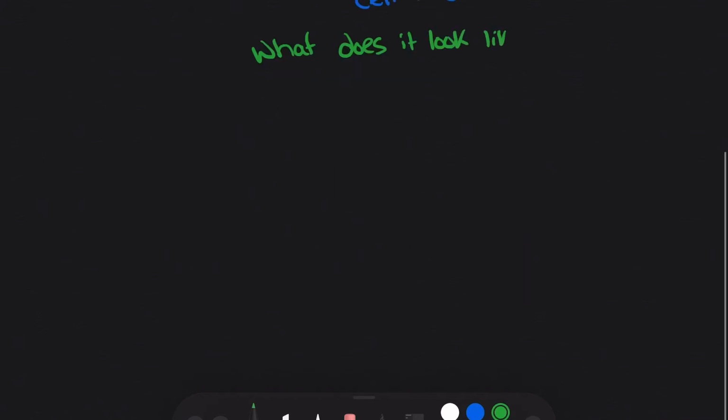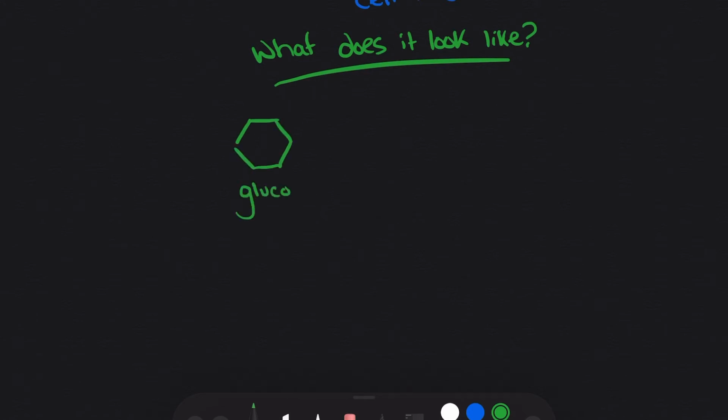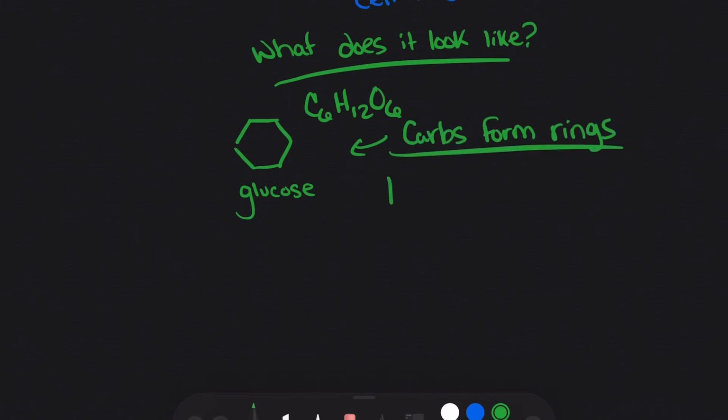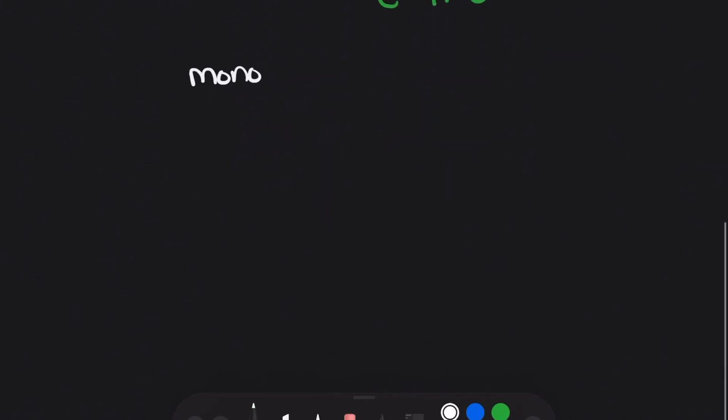What do carbohydrates look like? Well, if we look at the most important carbohydrate, the one we like to talk about all the time, we call it glucose, and we notice it's kind of in the shape of a hexagon or a ring. The molecular formula of glucose is C6H12O6. We notice this because it has one carbon for every two hydrogens and every one oxygen. If you simplified glucose, you would get that ratio.